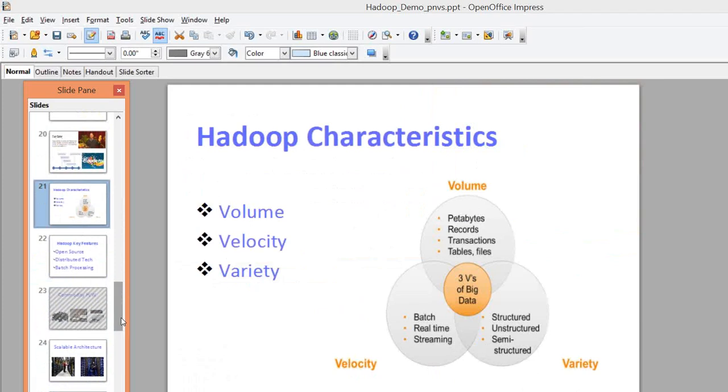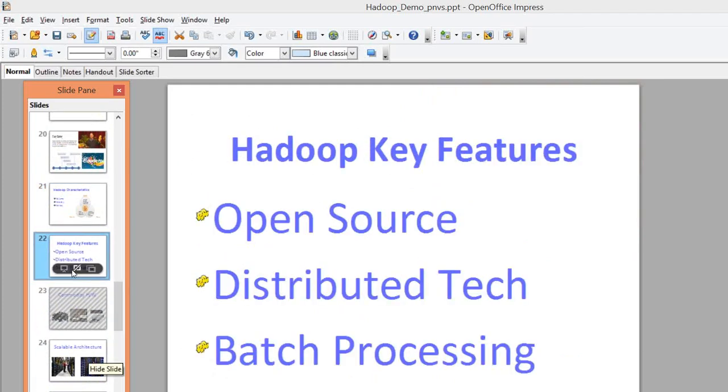Hadoop is completely open source. That is the reason it is more familiar than other tools. You can directly download the Hadoop software, install it, and work with it on your system. It is that easy.